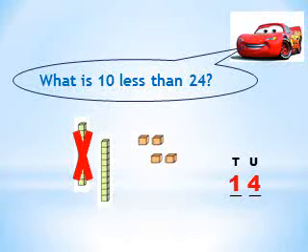So what is 10 less than 24? It is 14. What do you notice here? The number in the units is the same. 4 is still 4. What happened to the number in the tens? The 2 became 1. How did this happen? Because I want less than, so I will subtract 1 from the 2. It will give me 1. 2 minus 1 is 1. So my answer is 14.